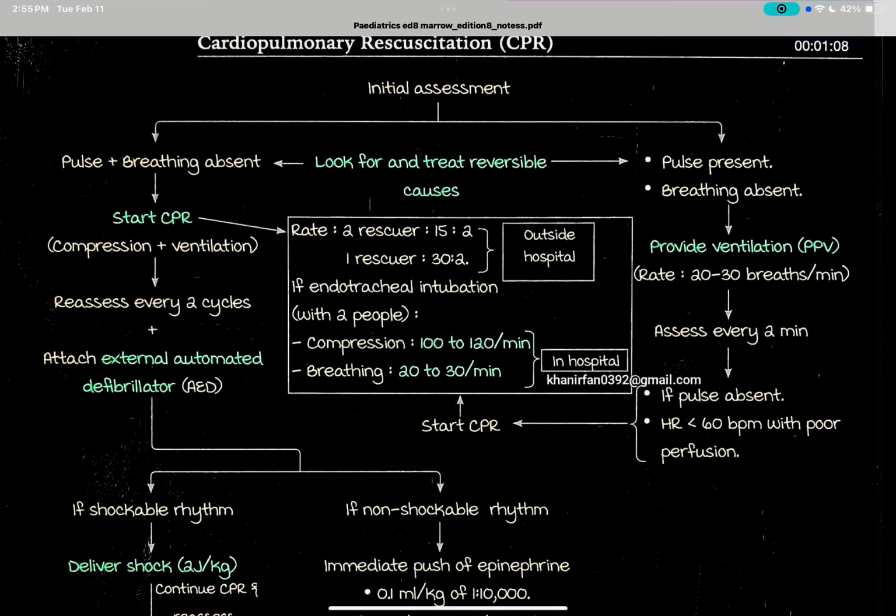start CPR. How to give? With 2 rescuers, the ratio is 15:2; with 1 rescuer outside the hospital, 30:2. If endotracheal intubation is in place with 2 people, compression rate is 100 to 120 per minute and breathing 20-30 per minute.